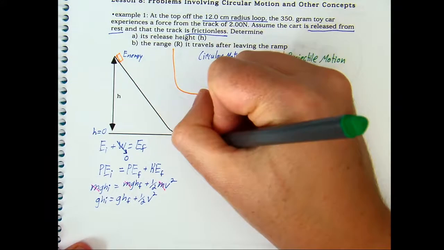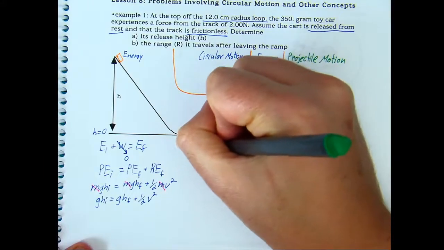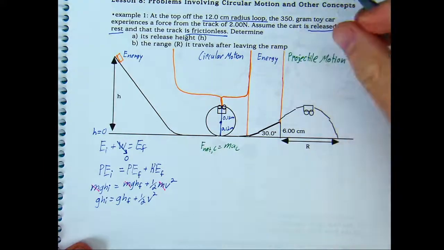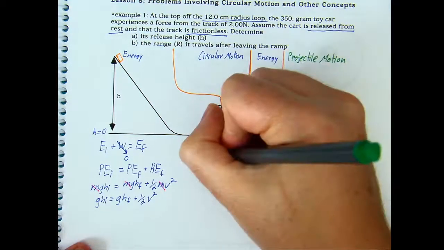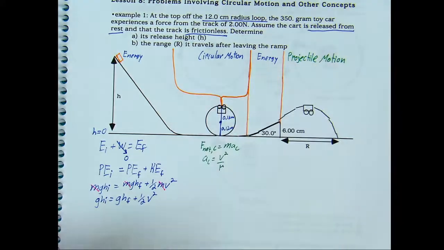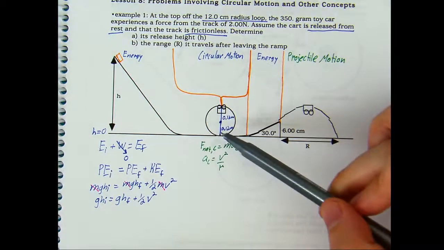So we're going to need two equations here. F net c equals mac, and we're also going to need ac equals v squared over r. Now, this is not a gravitation question. This is a toy car going around a loop.